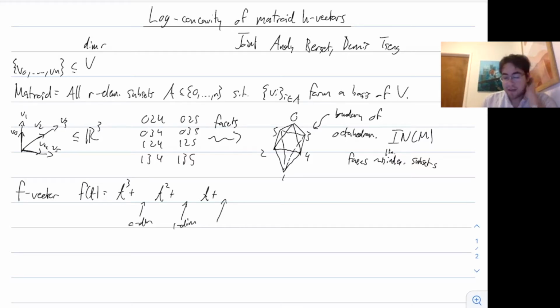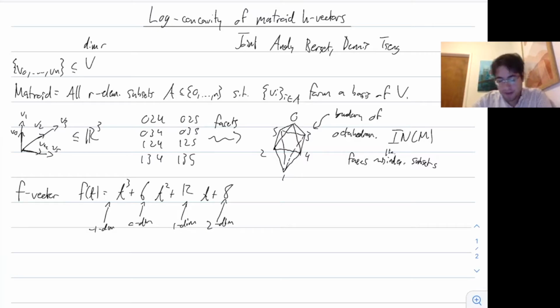Okay, so let's fill these numbers in. So how many zero-dimensional faces are there? There's 6, and I guess this is negative one-dimensional. The empty set is linearly independent, I guess. Okay, so there's 6 zero-dimensional faces, the vertices. Looks like there are 12 edges of this octahedron, and if I can count correctly, there are 8 facets.